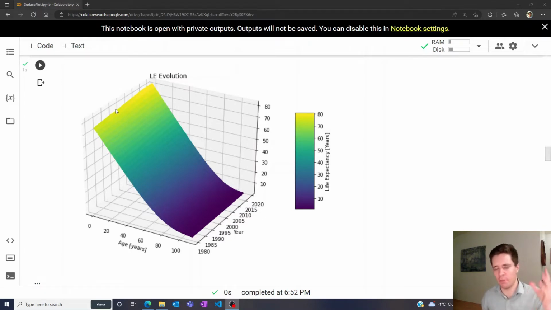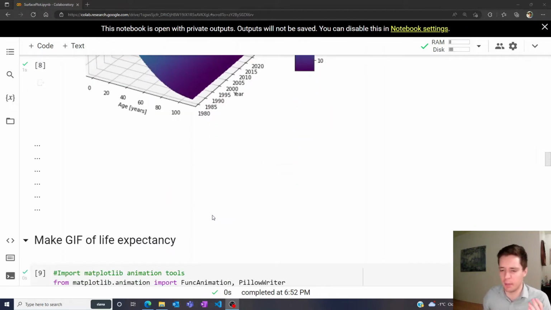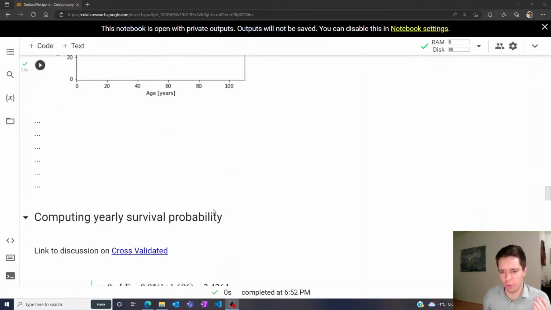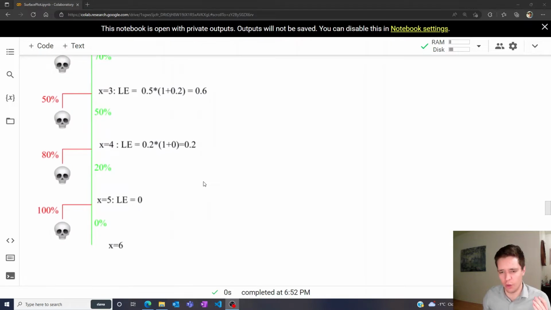And as you can see here, the life expectancy generally decreases over time, which seems to indicate that every single year there's a certain probability of surviving until the next year. So is there a way we can actually use the life expectancy data to compute the survival probability? I think actually there might be. So let me begin by showing you a quick model I constructed here to understand this idea.